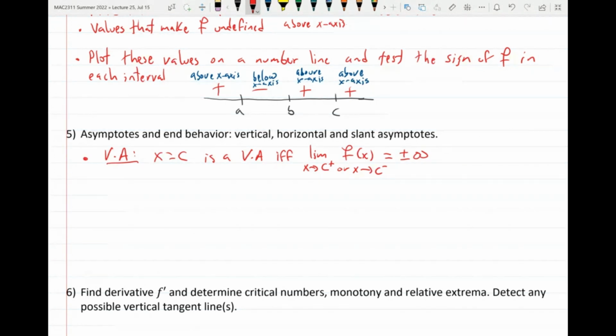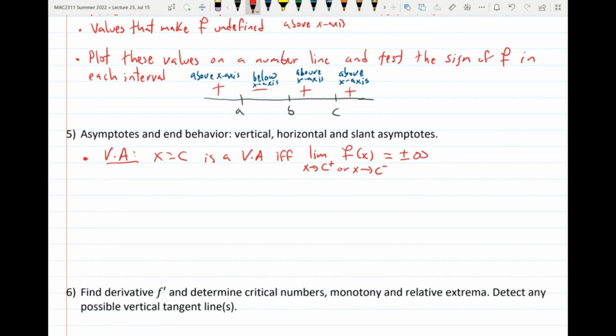Typically if your function looks like a fraction, your candidates here would be zeros of the denominator. But also remember that there are some functions that don't have to look like a fraction to have a vertical asymptote. Think about the natural log function. The logarithmic function has a vertical asymptote at the y-axis, the line x equals 0. Whenever the argument approaches 0, you're going to have a vertical asymptote. So keep that information in mind.